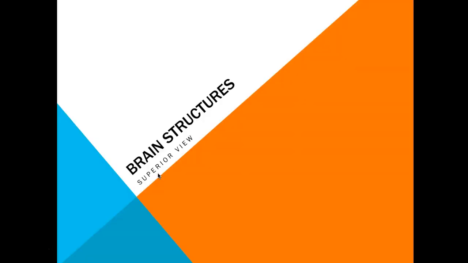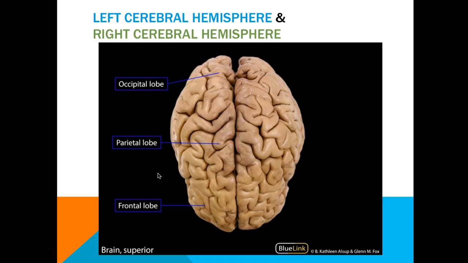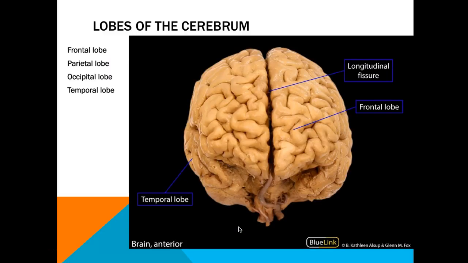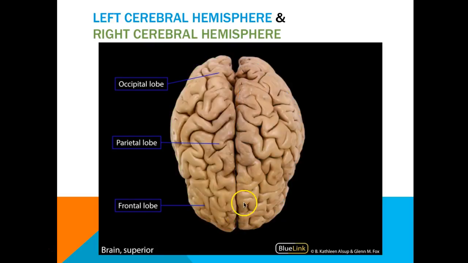So first we'll begin with the superior view of the brain. Here we could see that the brain is divided into a left cerebral hemisphere and a right cerebral hemisphere. And soon we will talk about this space in between that exists, which is called your longitudinal fissure. On the brain, we can also see a couple different lobes. We have our frontal lobe, the parietal lobe, and the occipital lobe. And all of these were named based on the bones that overlie them.